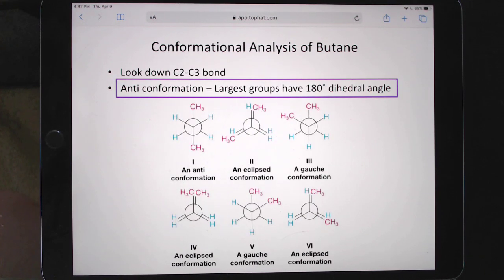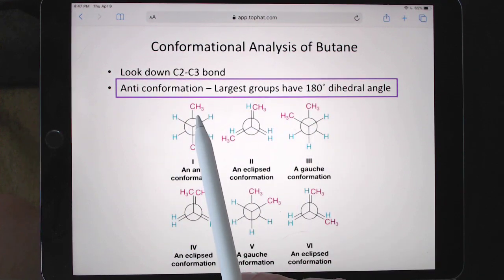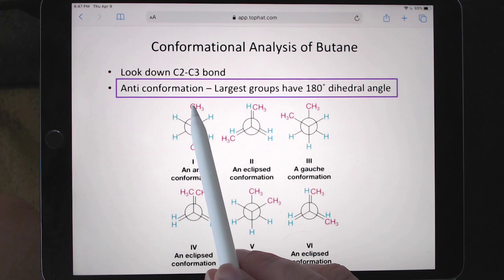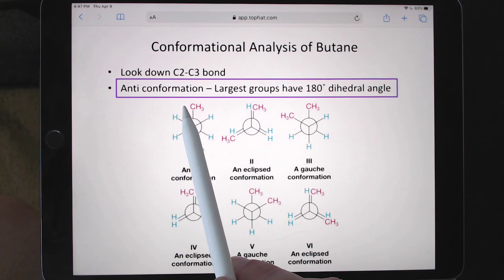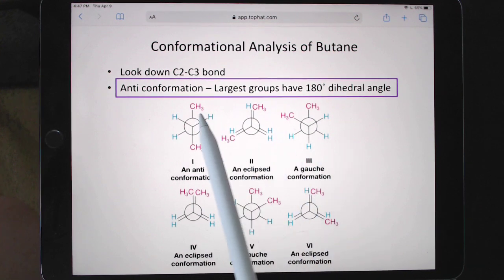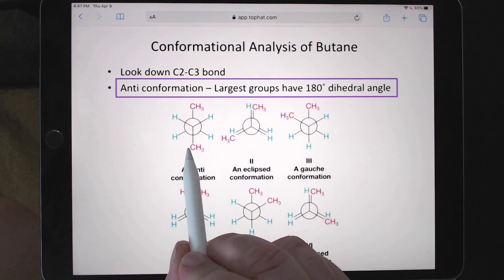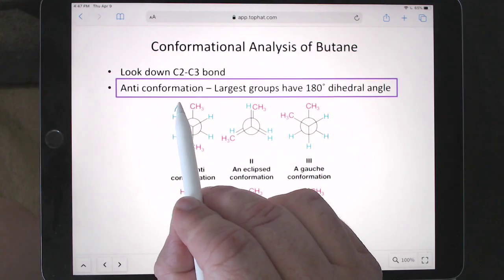Now, if you look at butane, basically we've swapped out a hydrogen in the front and a hydrogen in the back for methyl groups. You can think of it like that. So we're going to keep the carbon in the back fixed and rotate this one around here, here, and here.